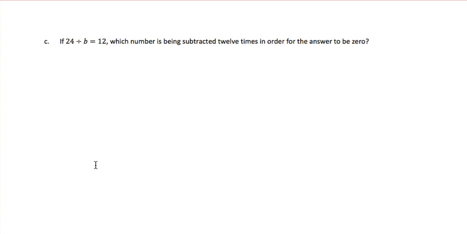And then if 24 divided by b equals 12, which number is being subtracted 12 times in order for the answer to be 0? Well, b is being subtracted 12 times, and b is equal to 2.